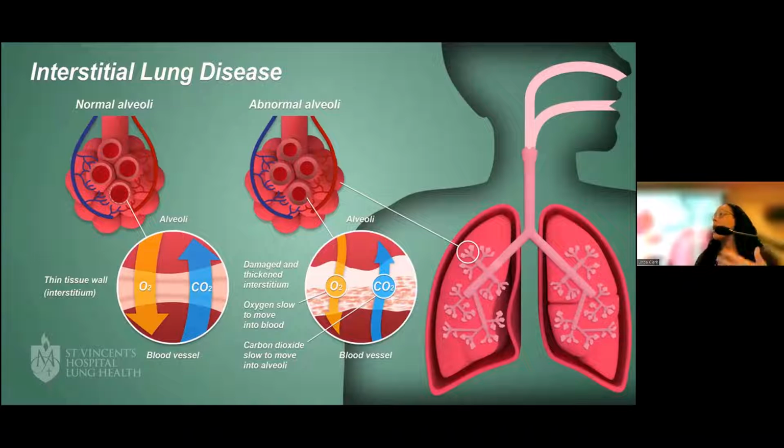We call that process diffusion across the tissue wall, and when there's scarring and inflammation at that point, it slows down that process. Why that's important for exercise and movement particularly is that when we're at rest, our blood is not moving too fast throughout the body because our heart's not beating really fast. When we start to move and exert ourselves, like climbing up the stairs or going for a brisk walk, our blood starts to pump more quickly through the lungs.